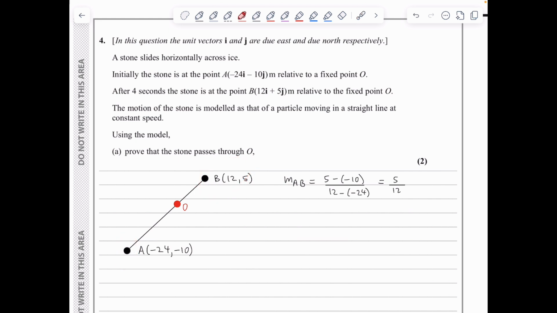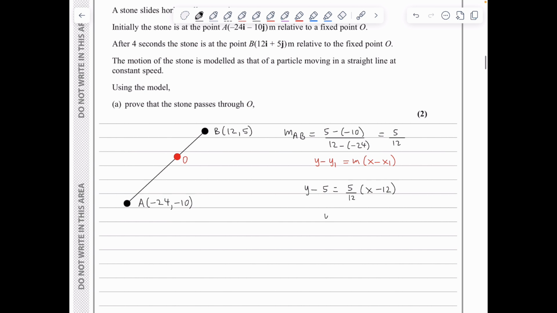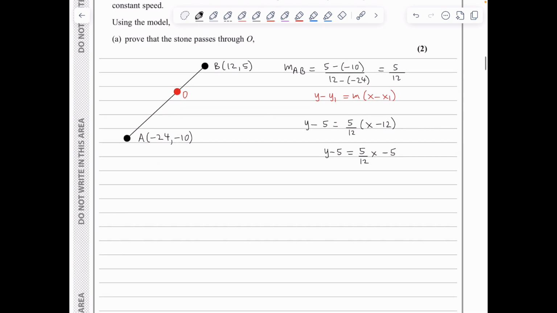So to do that, I'm going to use the fact that y minus y1 is m times x minus x1, and I'll be using the point B with coordinates 12, 5. So we've got y minus 5 is equal to 5 over 12 times x minus 12. I will expand this to get y minus 5 is equal to 5 over 12x minus 5, and therefore we conclude that y is 5 over 12x is the equation of the straight line passing through A and B.